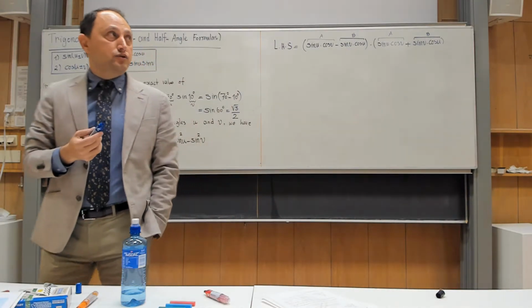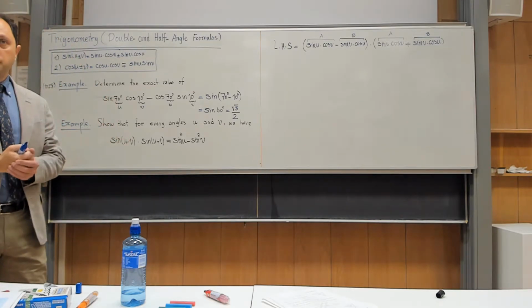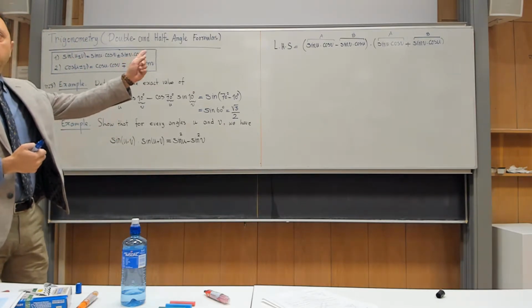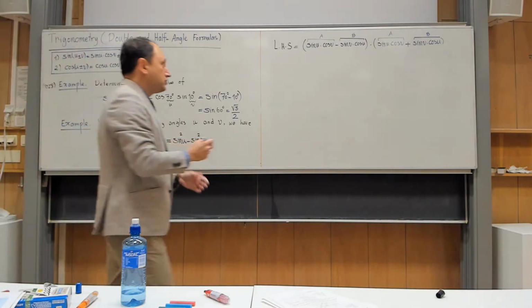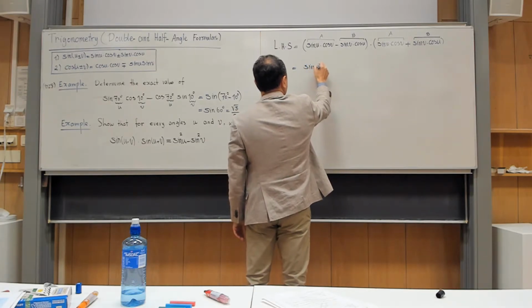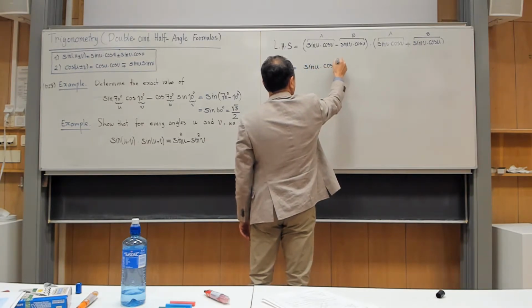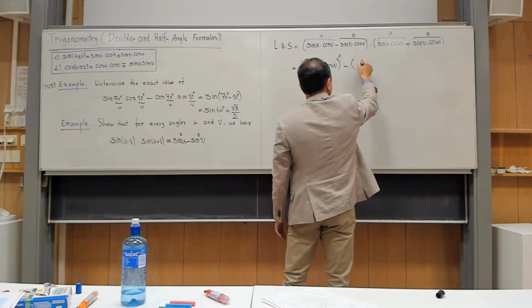So that I have two numbers subtracted, the same two numbers added, and I am multiplying them. So the answer to this is capital A squared minus capital B squared. Yes? So let me just write it. But capital A is what? It is sine u multiplied by cosine v squared. This is A squared minus B squared.